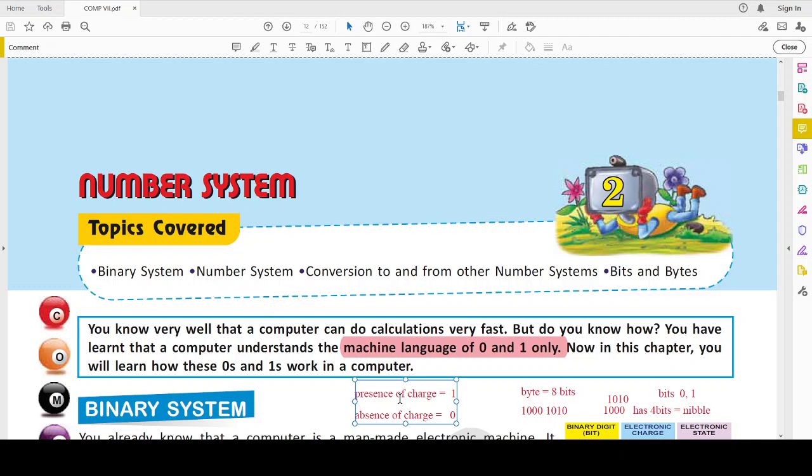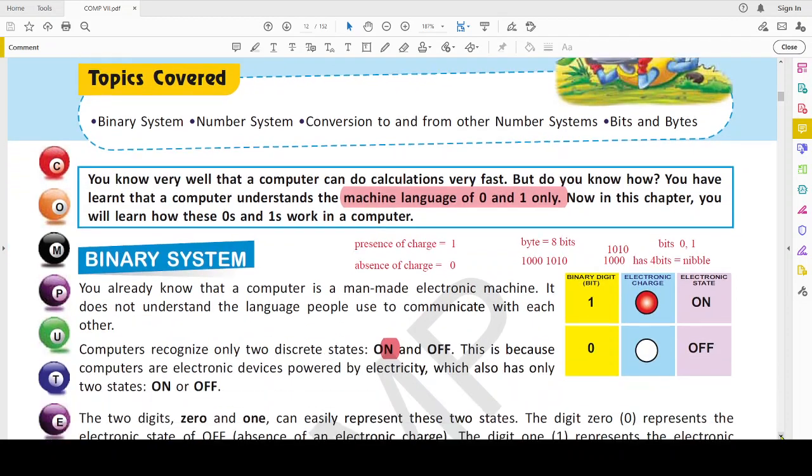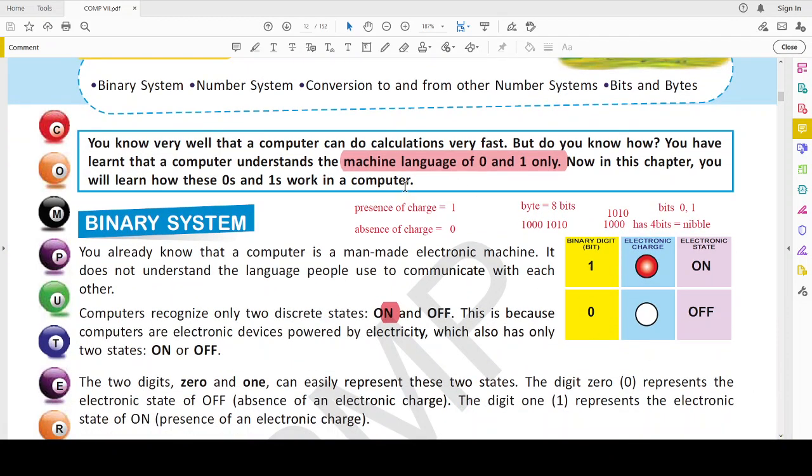Like the base of decimal number system is 10, where 10 digits are used. There are 10 symbols. In case of binary number system, there are only two digits or two symbols that are used to represent numbers. So the base of a binary number system is 2. As we move on, as we read the chapter, we will learn that there are other number systems that are used for computer language, for machine language.